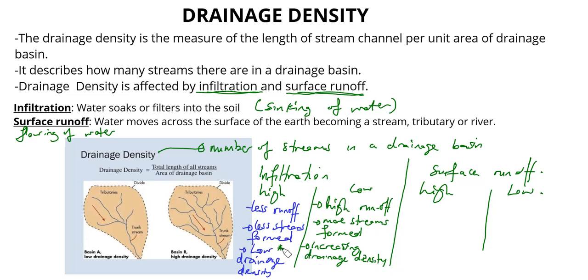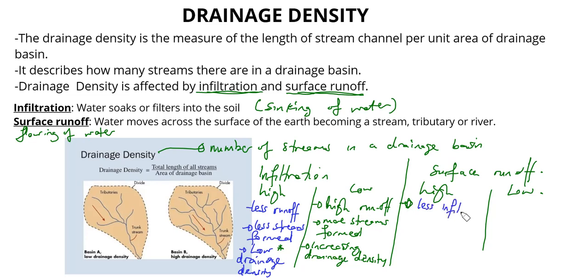So you will be asked these things here, relating infiltration and drainage density. So when you talk of drainage density, the factors that affect infiltration are the same factors that affect drainage density. Now let's look here at runoff. When you have got high runoff, what does it mean? We know that when you've got high runoff, it means that less water is infiltrating and we are forming more streams.